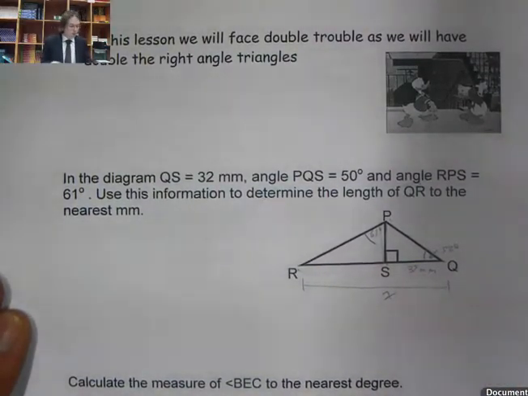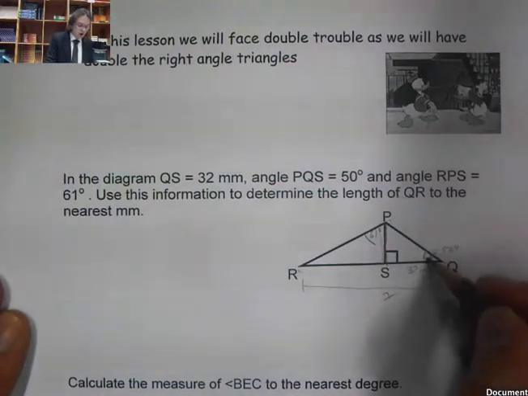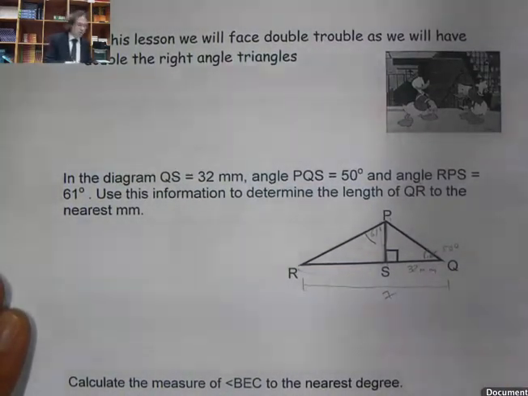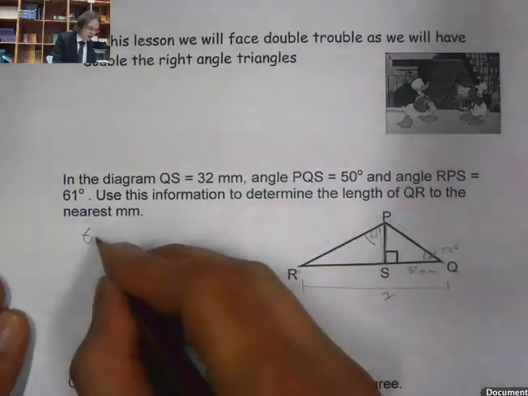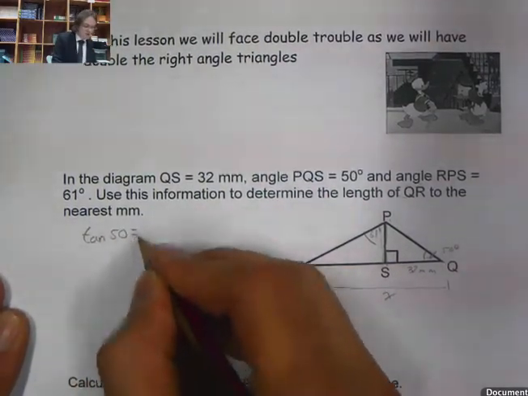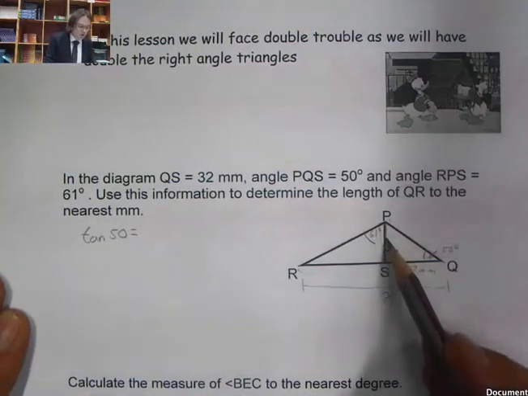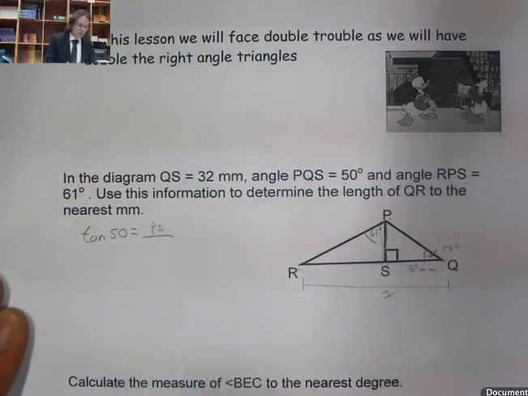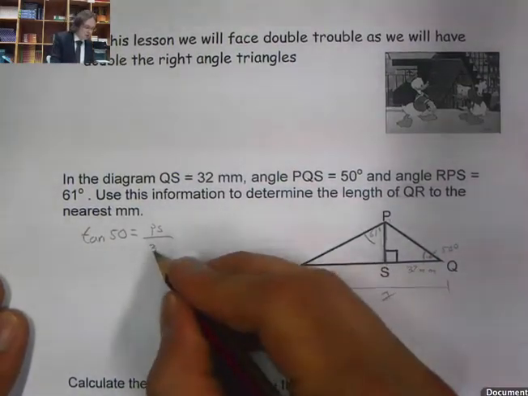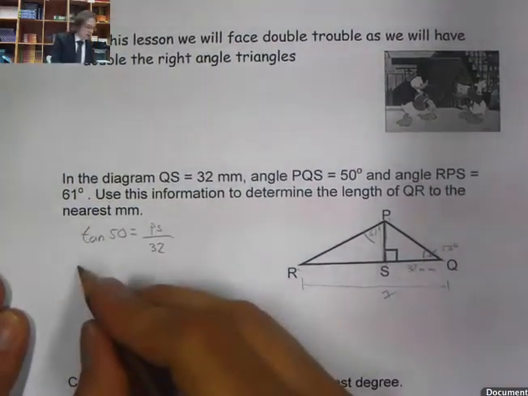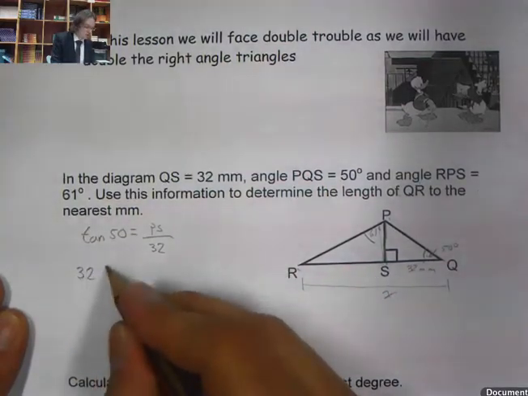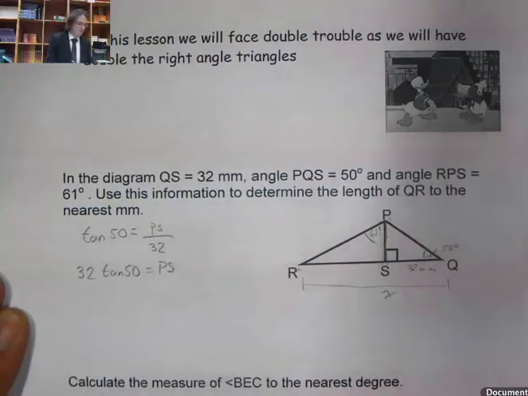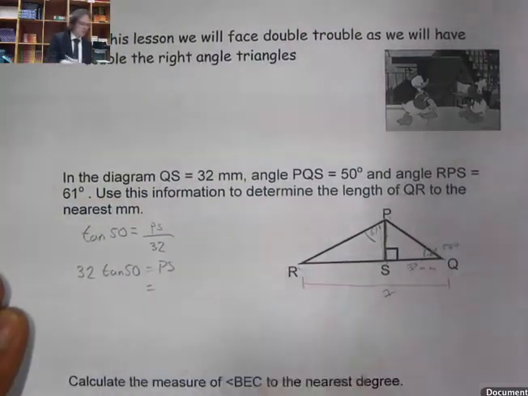Well, if I look at side PS, that is the opposite of the angle. I also know the adjacent of the angle. So in this case, we're going to use tan. So tan 50 is equal to opposite over adjacent. So this is PS over my adjacent, which is 32. So I put this in my calculator. I have 32 tan 50 will be equal to PS.